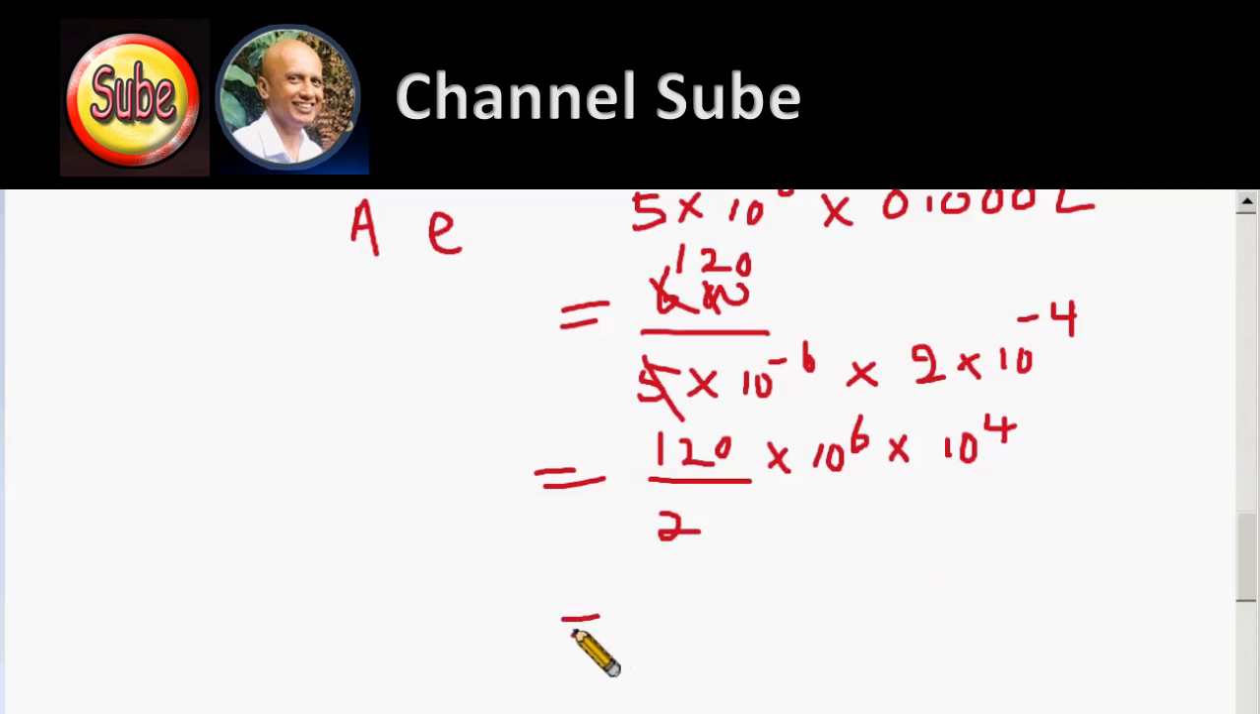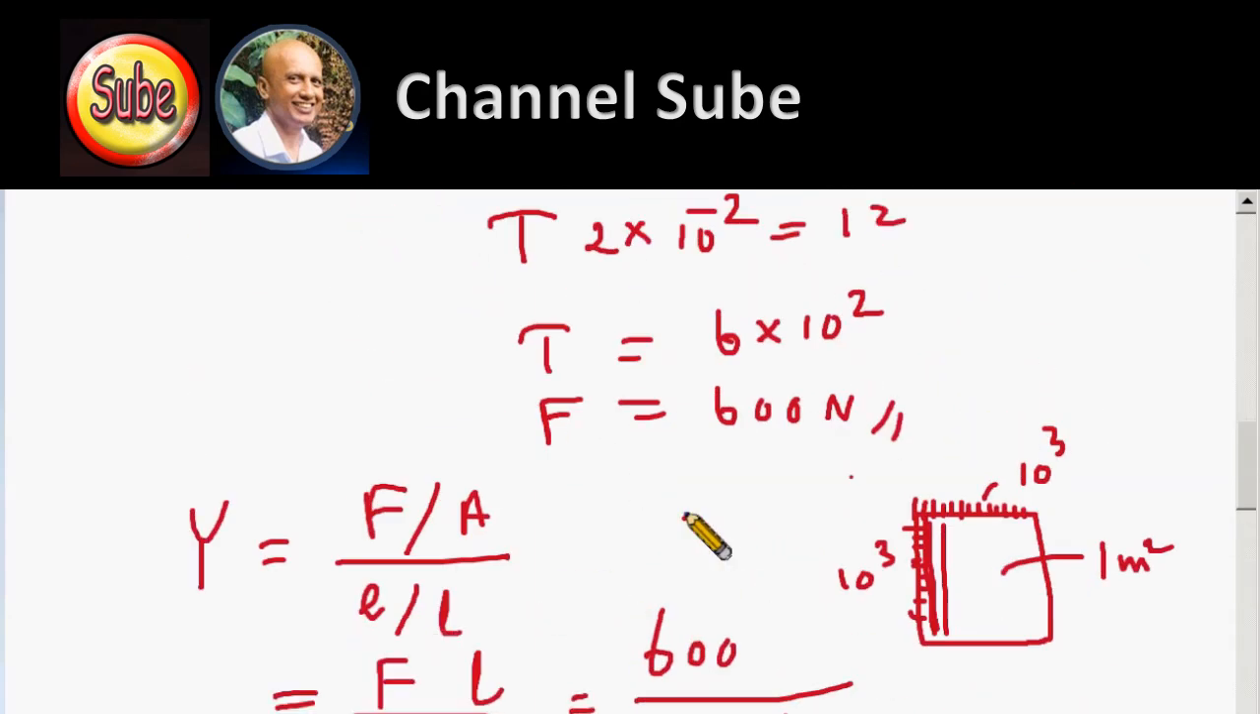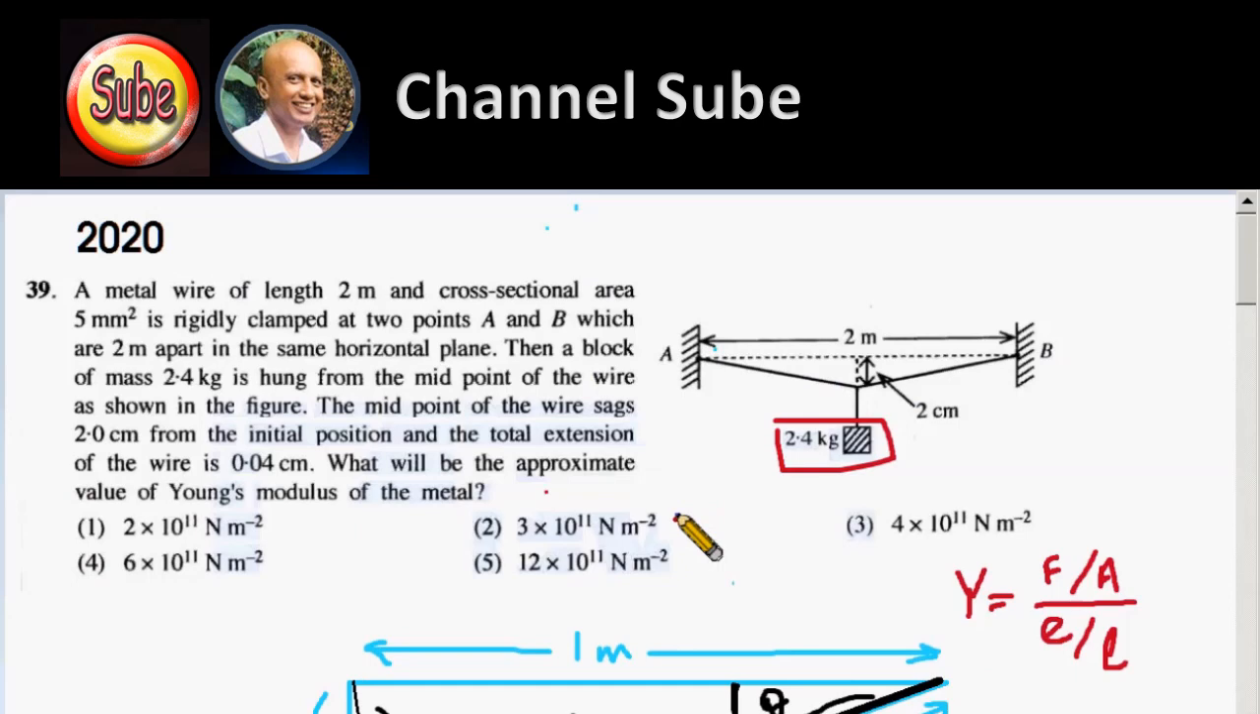Then 60 times 10 power 10. With this 0, 6 times 10 power 11 Newton per square meter. That must be the answer. This one is the answer.